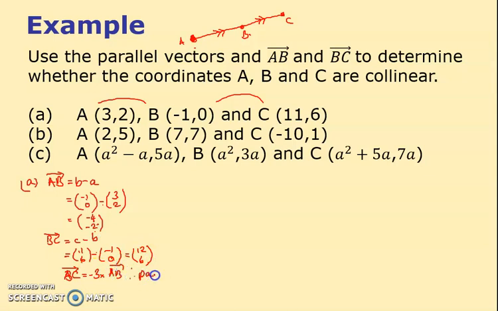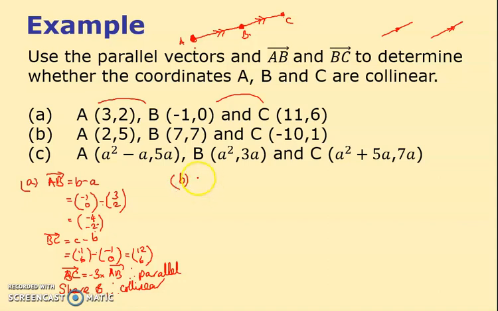Therefore, they are parallel. Now, the basic idea of this is because they share a common point, they share a common point B, therefore collinear. Because I suppose we could have had a vector there which was parallel to one over here. That doesn't mean they're all in a straight line, it just means they're parallel. It's because they all go through B. AB goes through B, BC goes through B. Therefore, they must be not only parallel, but in a straight line. Therefore, they're collinear.